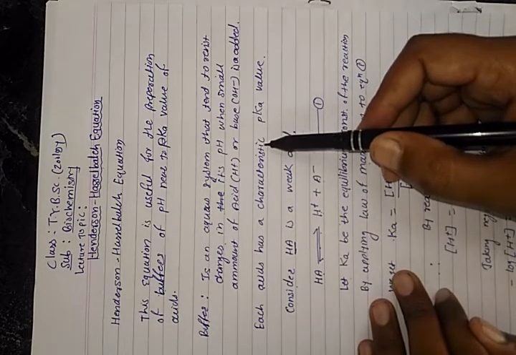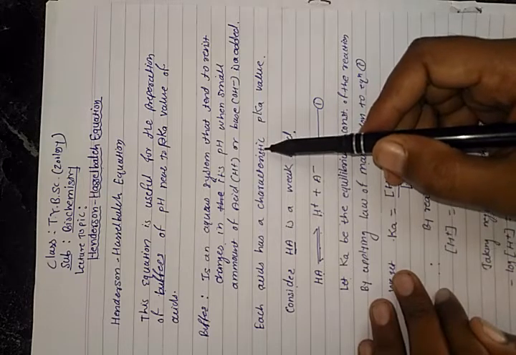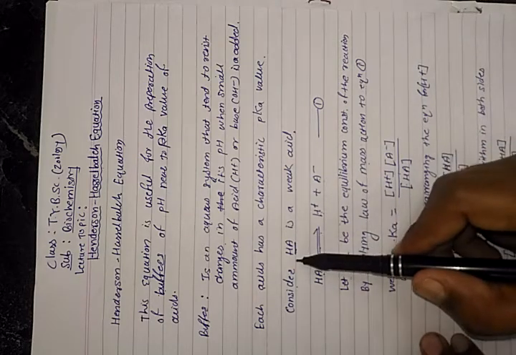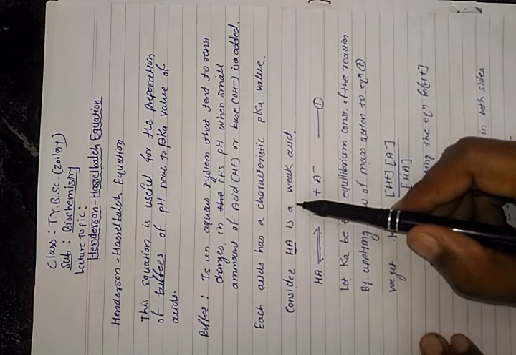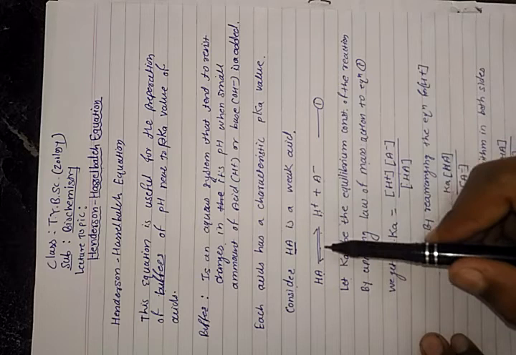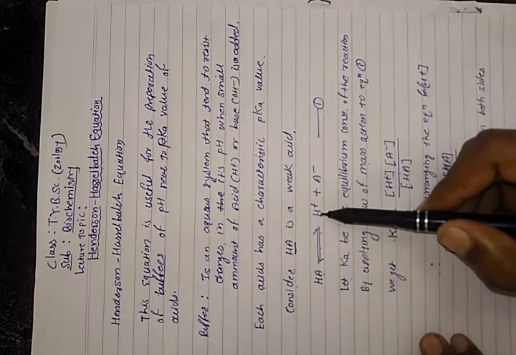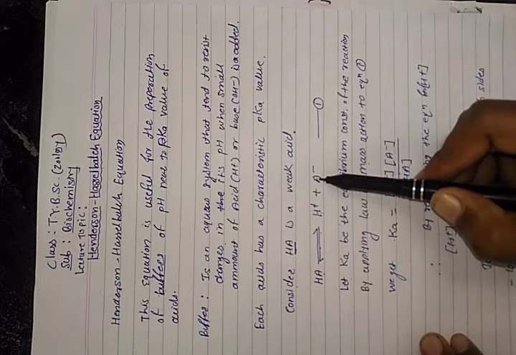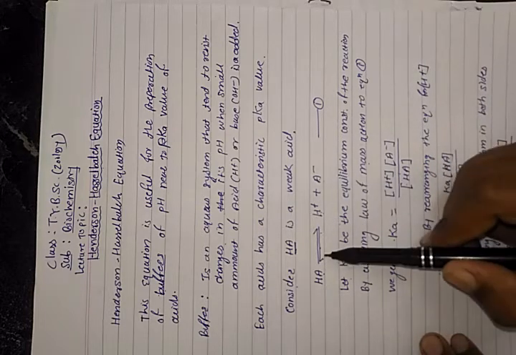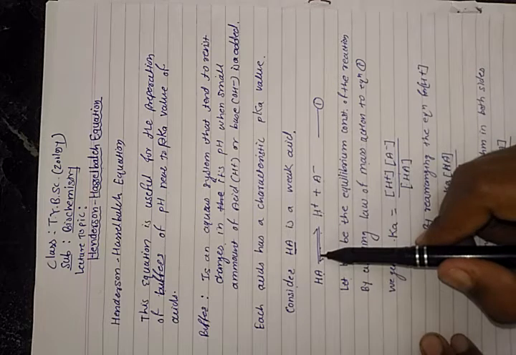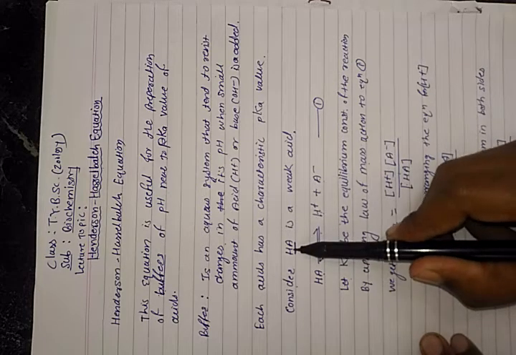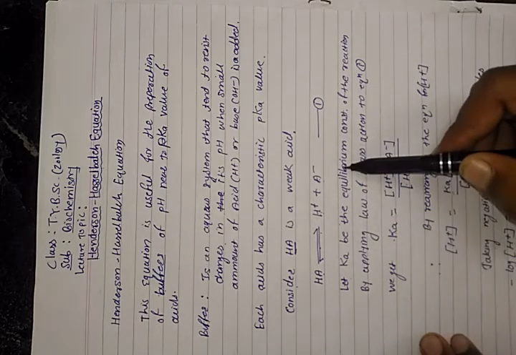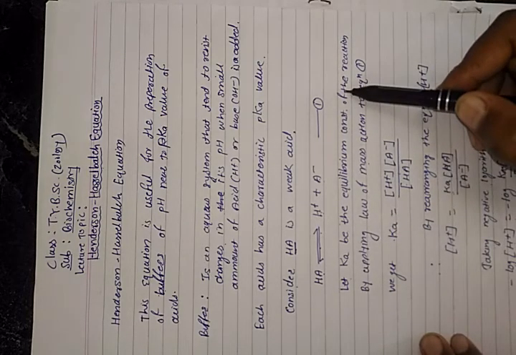Now come to our main topic, Henderson-Hasselbalch equation. Consider HA is a weak acid and it dissociates into H plus and A minus ions. This is the dissociation reaction of weak acid HA. Let Ka be the equilibrium constant of the reaction.